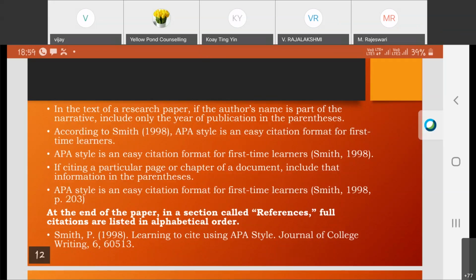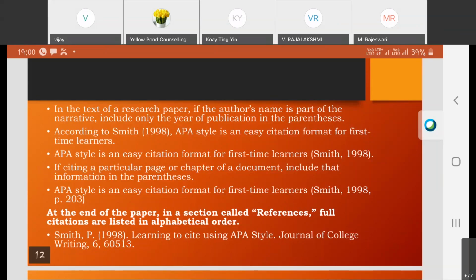Then what about the next citation, the parenthetical citation? According to APA style, we can use Smith at the end of the sentence, for example: the APA style is an easy citation for the first-time learner. Open the parenthesis, and the year of publication. If it is a direct quote, we also have to put the page number.